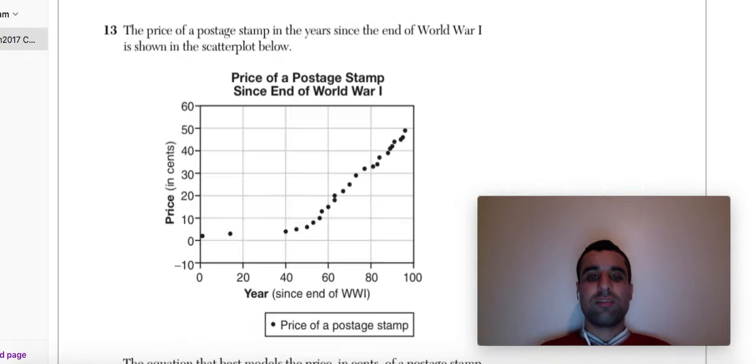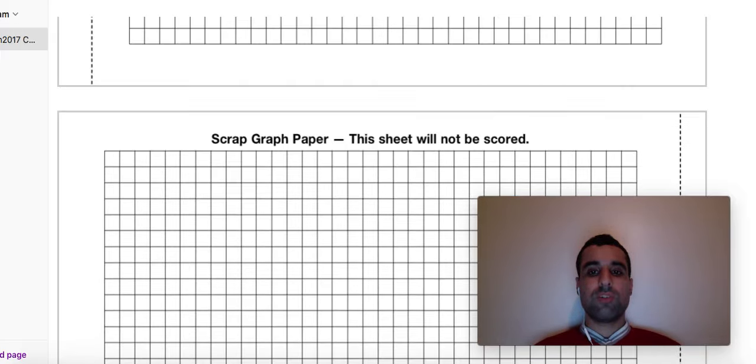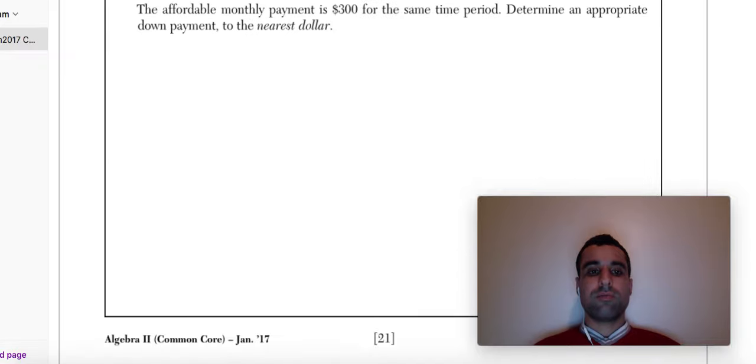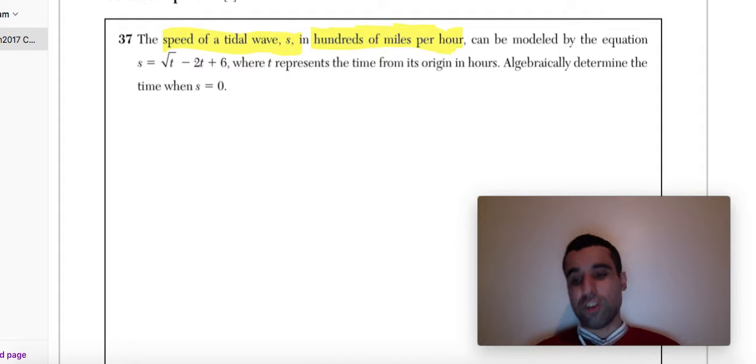Last question, 37. Okay, so the speed of a tidal wave, which is s, is measured in hundreds of miles per hour. That's where they kind of tried to throw us off. So what that means is, if s is 1, that means 100 miles per hour. S equals 3 would be 300 miles per hour.